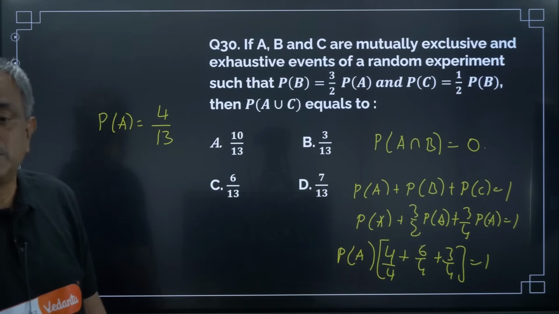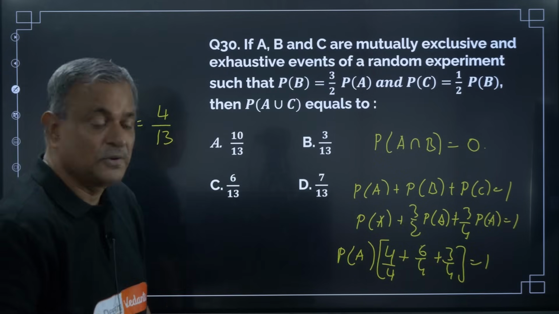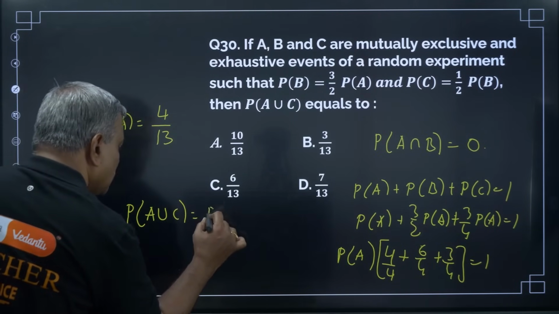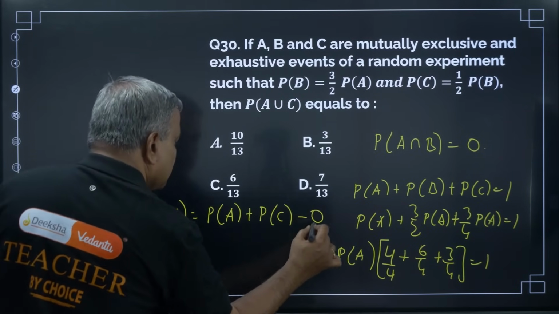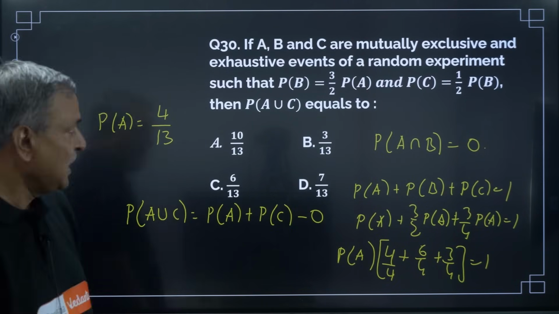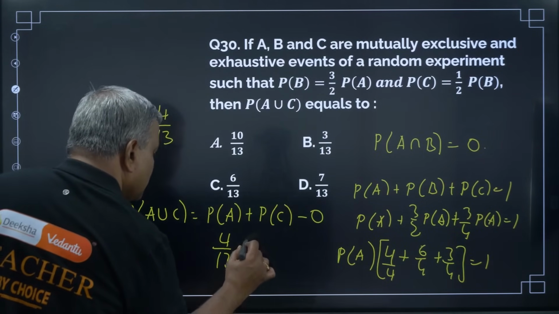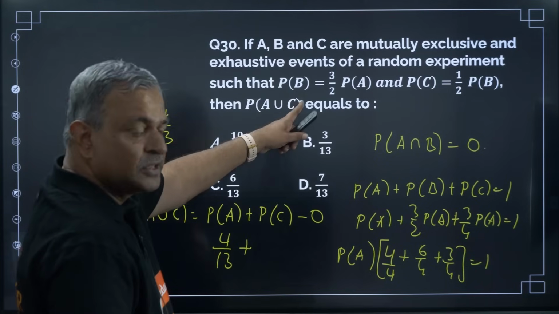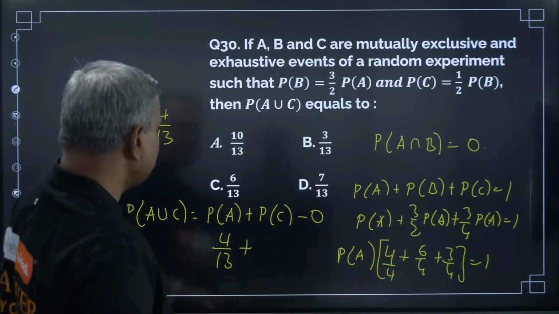Once we have P of A equal to 4 by 13, we can find P of A union C, which is equal to P of A plus P of C minus P of A intersection C. P of A intersection C is 0 because they are mutually exclusive. P of A is 4 by 13. What is P of C? P of C is nothing but 1 by 2 of P of B. So first of all P of B, which is 3 by 2 into 4 by 13, that gives 6 by 13.